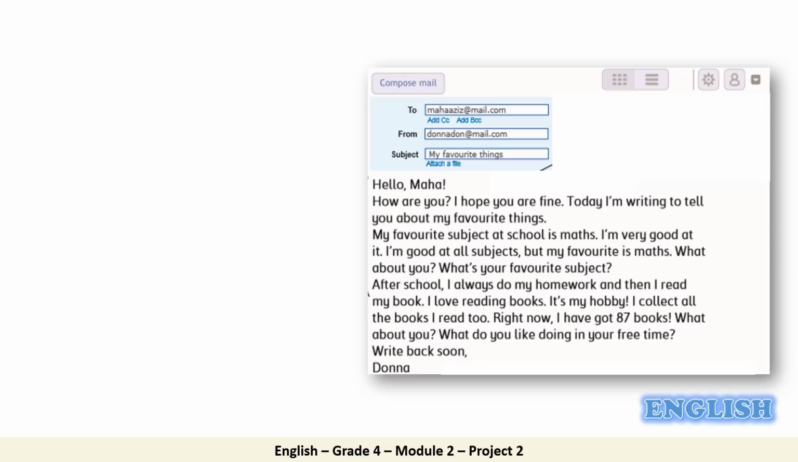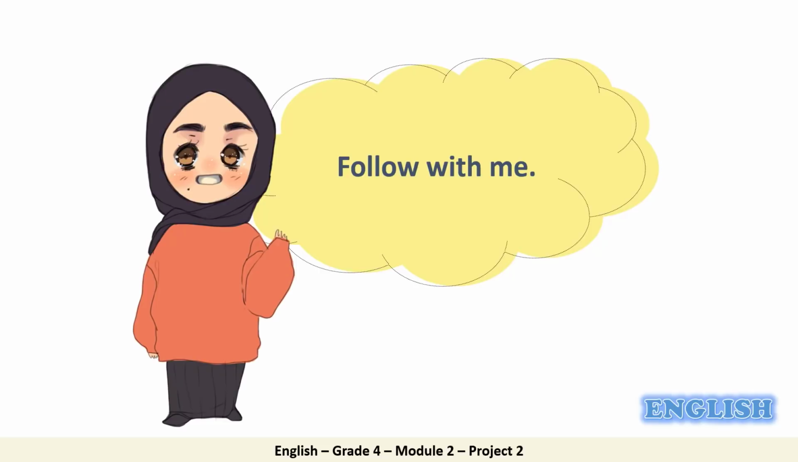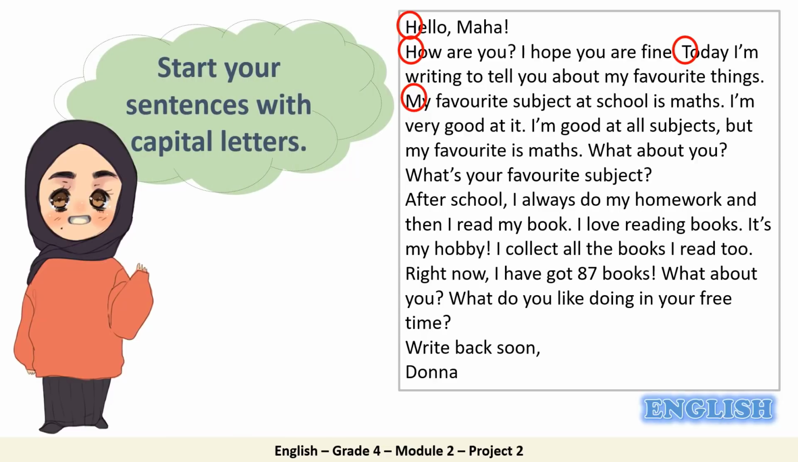Now, after writing the email, you need to make sure that you don't have any mistakes. Writing tip 3. Check spelling and punctuation to make sure you have used them correctly in your email. Follow with me to understand more. Now look at the words. Hello. It started with a capital letter. How. Today. My. Why did we use capital letters in these words? Make sure you start your sentences with capital letters.